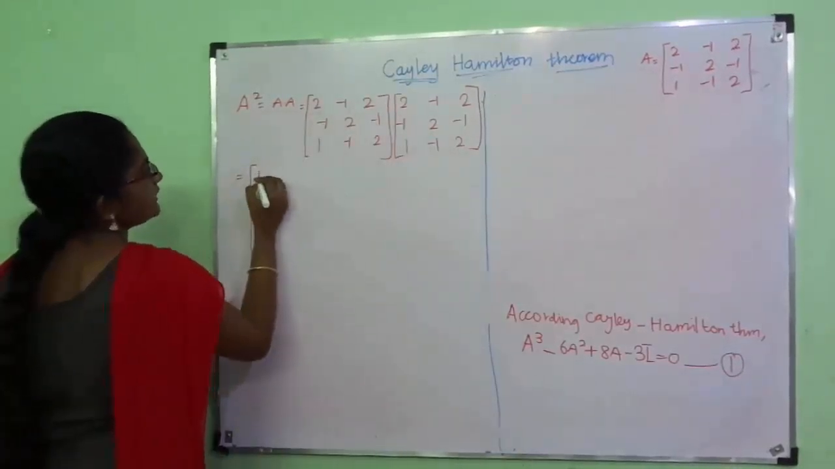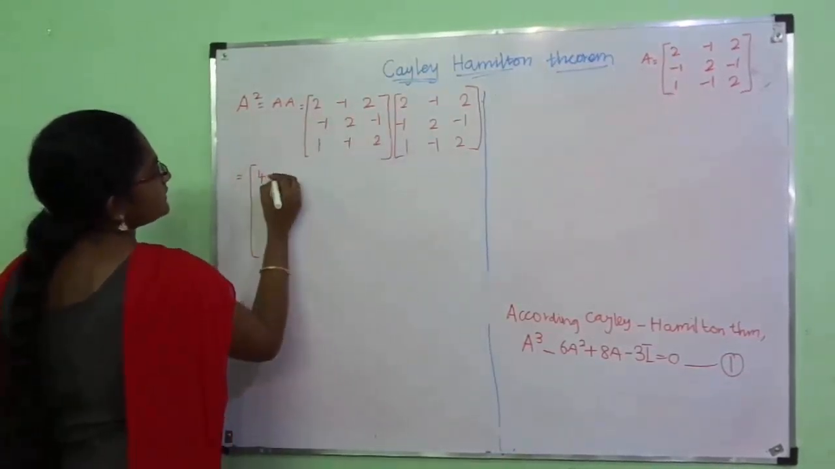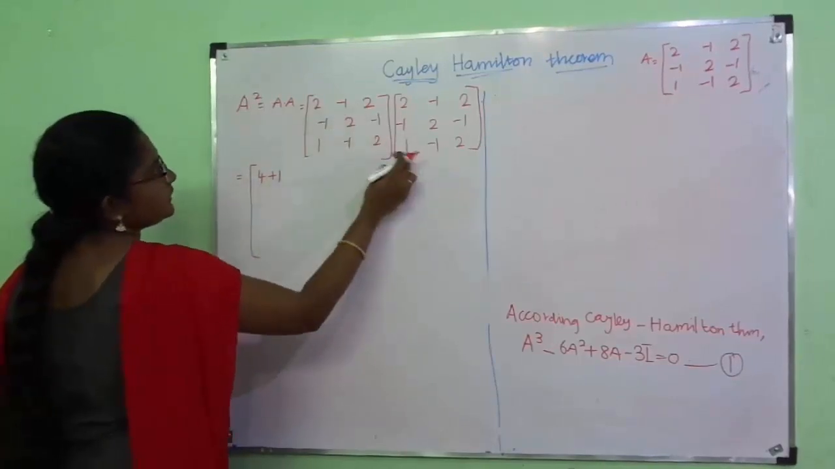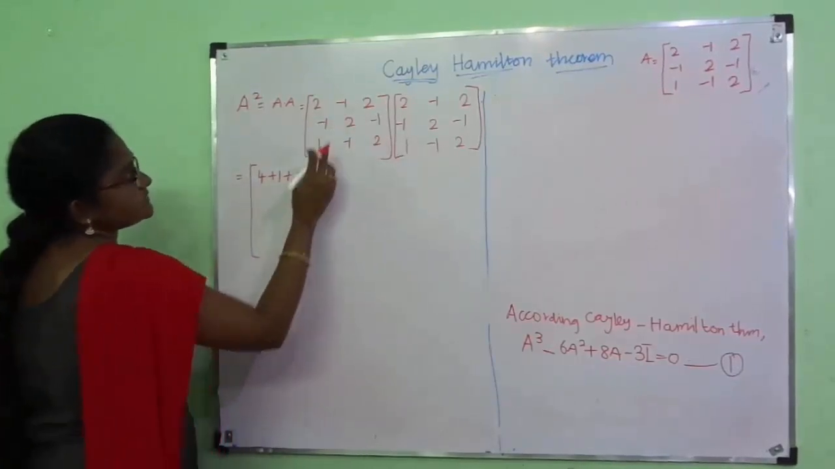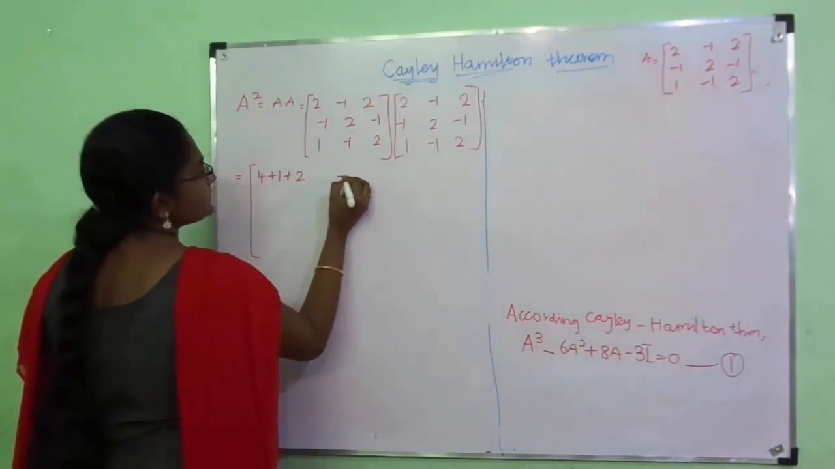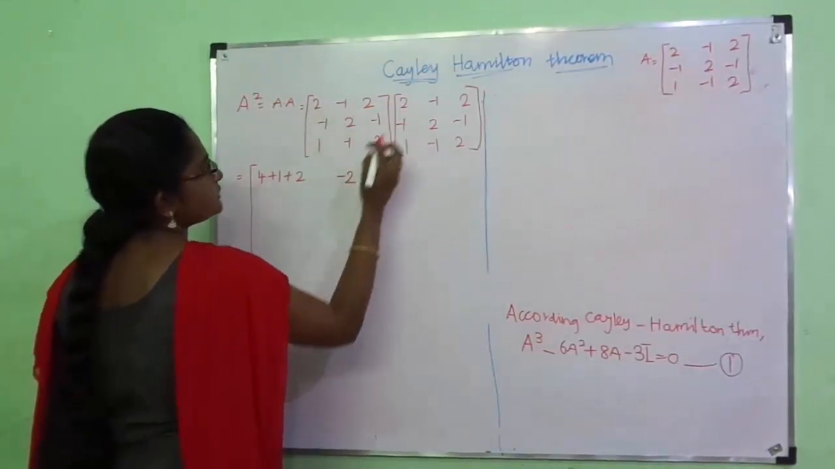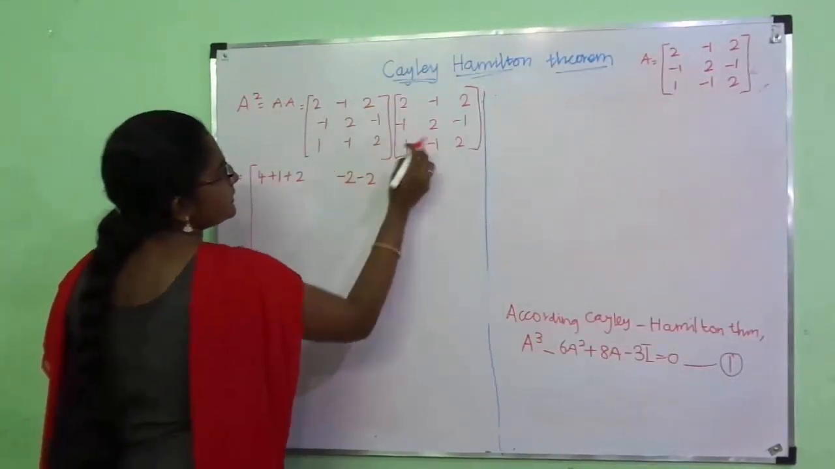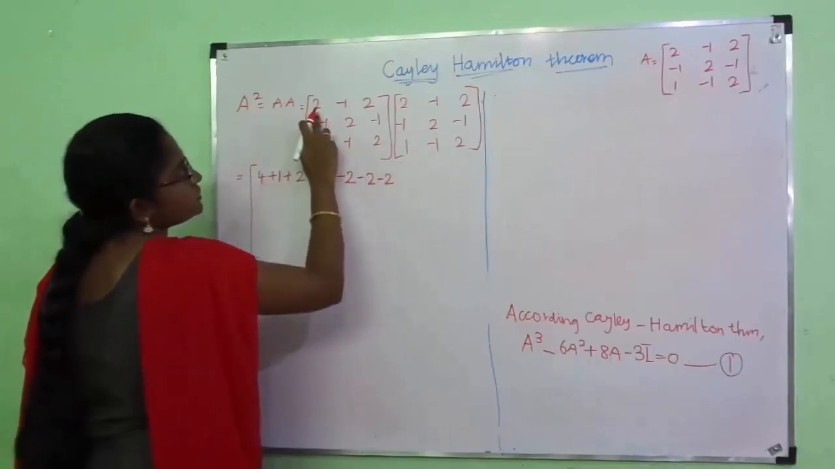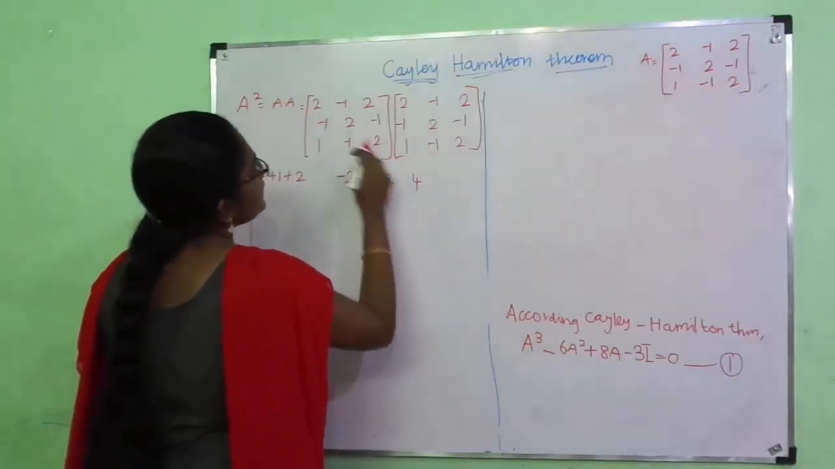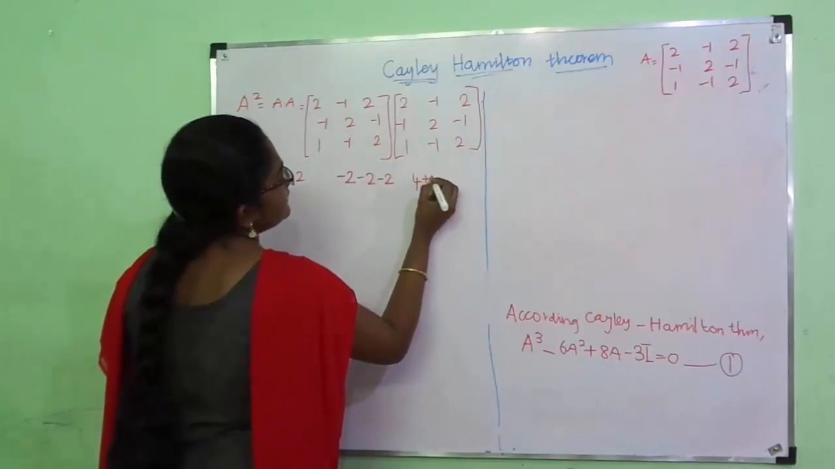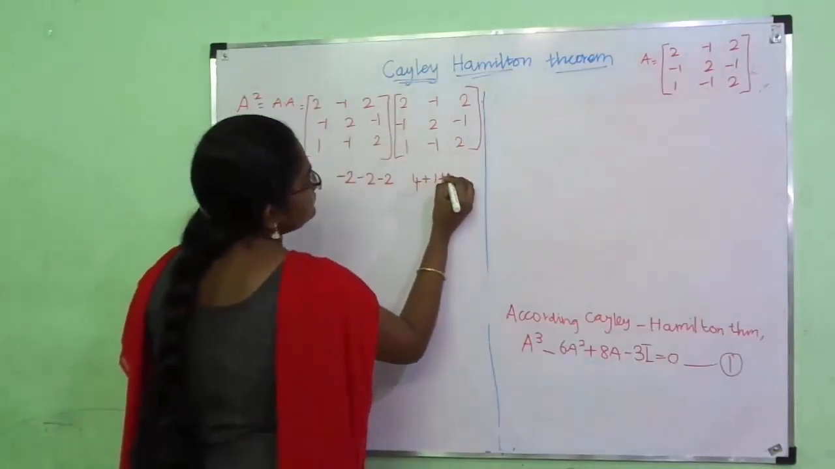2 into 2 we get 4, minus 1 into minus 1 we get plus 1, 2 into 1 you get 2. The next, first row into second column: 2 into minus 1 minus 2, minus 1 into 2 minus 2, 2 into minus 1 you get minus 2. Then first row into third column: 2 into 2 you get 4, minus 1 into minus 1 you get plus 1, 2 into 2 you get 4.